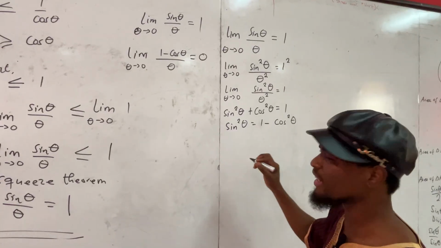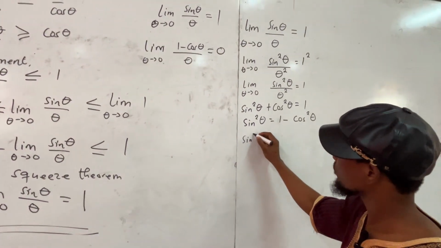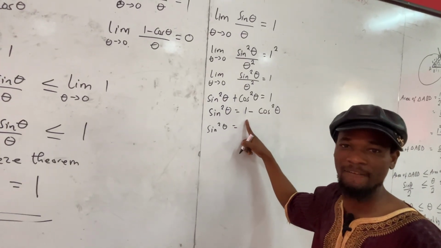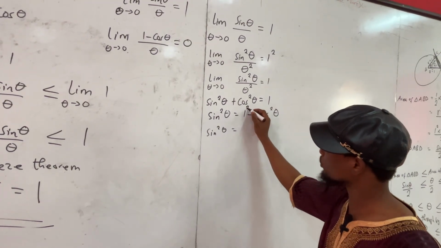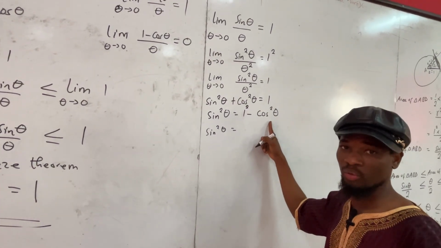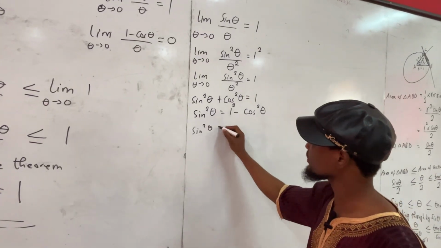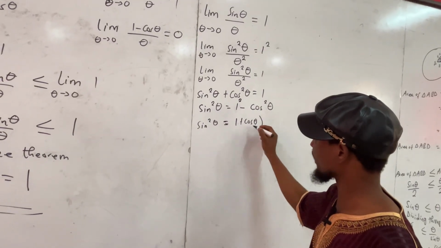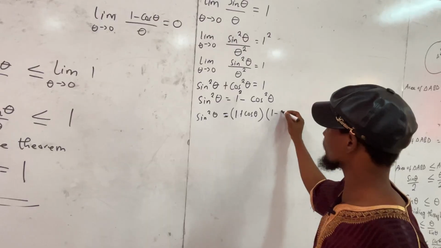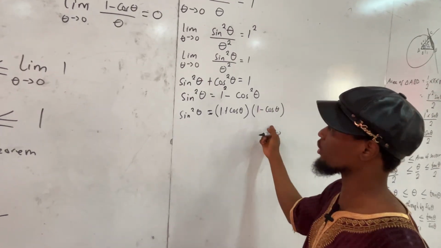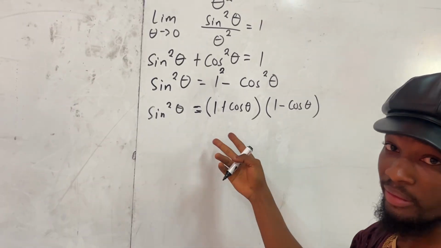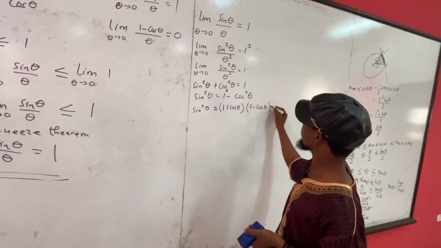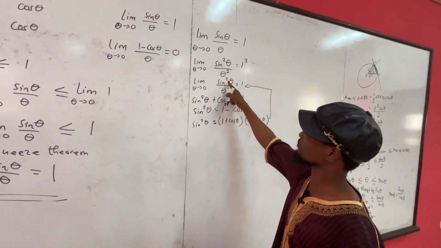So having done this, I can say that sine squared theta is equal to, viewers, this is a difference of two squares. Why? Because you have one squared minus cos squared theta. As a result, you add the terms in one bracket, then subtract them in another bracket this way. This is what we call the difference of two squares, right? So this is the same as that. We are now going to substitute this into this.